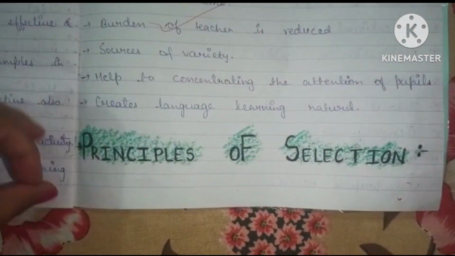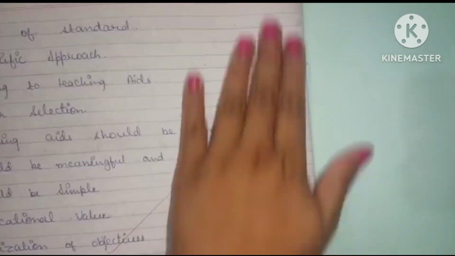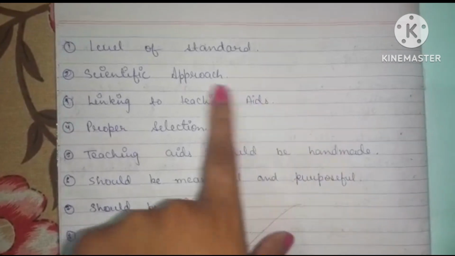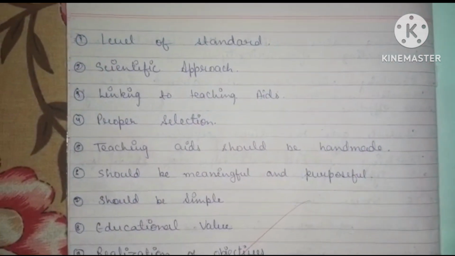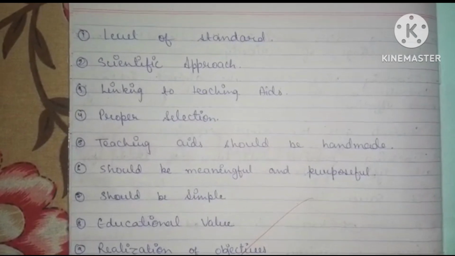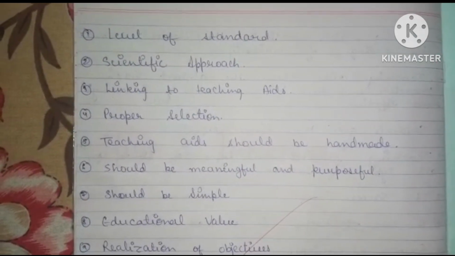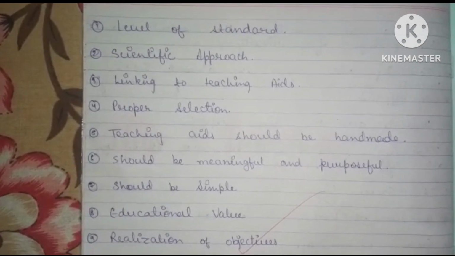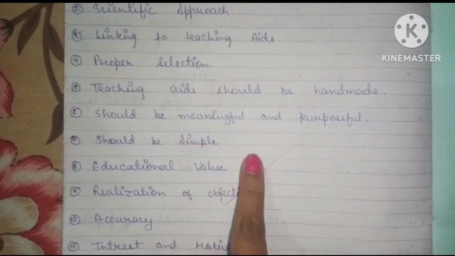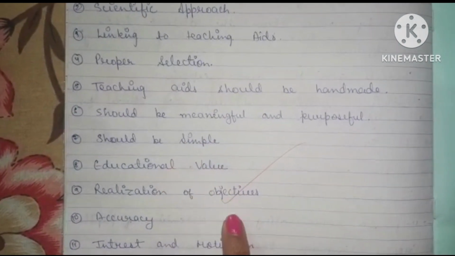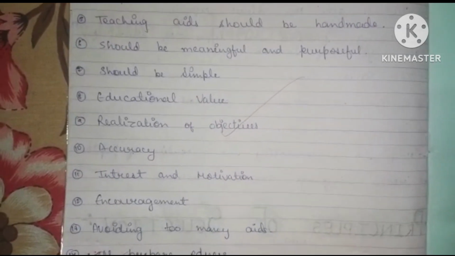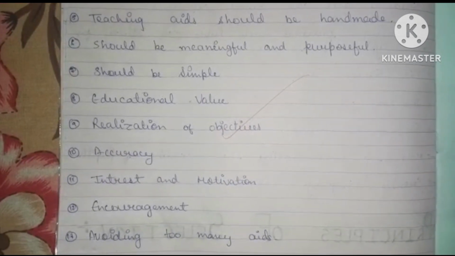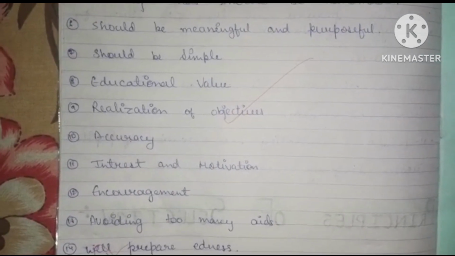Lastly, we have the principles of selection. So again we have around 12 points. Level of standards, scientific approach, linking to the teaching aid, proper selection. Teaching aids should be handmade. So these are all the points that we need to keep in mind while choosing teaching aids. They should be simple, they should have educational value, realization of objectives, they should be accurate, they should be interesting and motivational, they should be encouraging, and avoid too many aids.